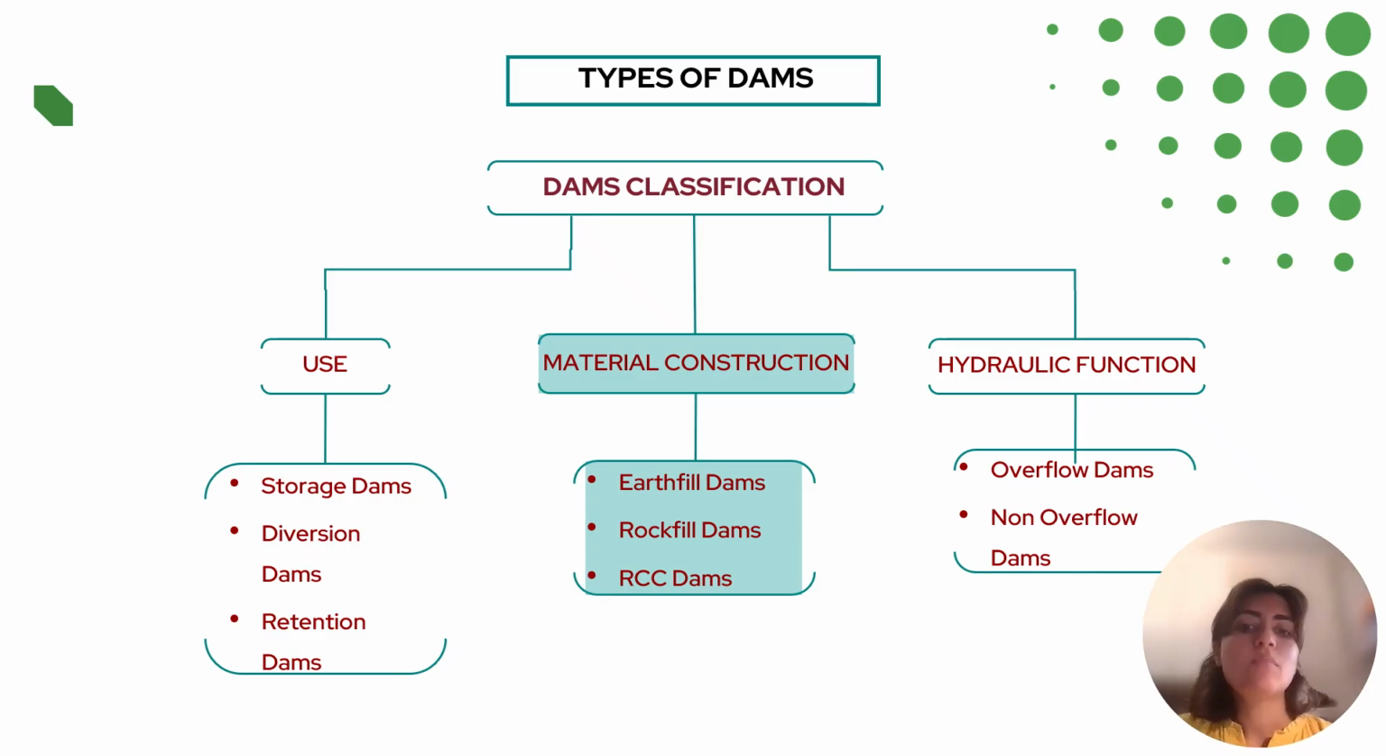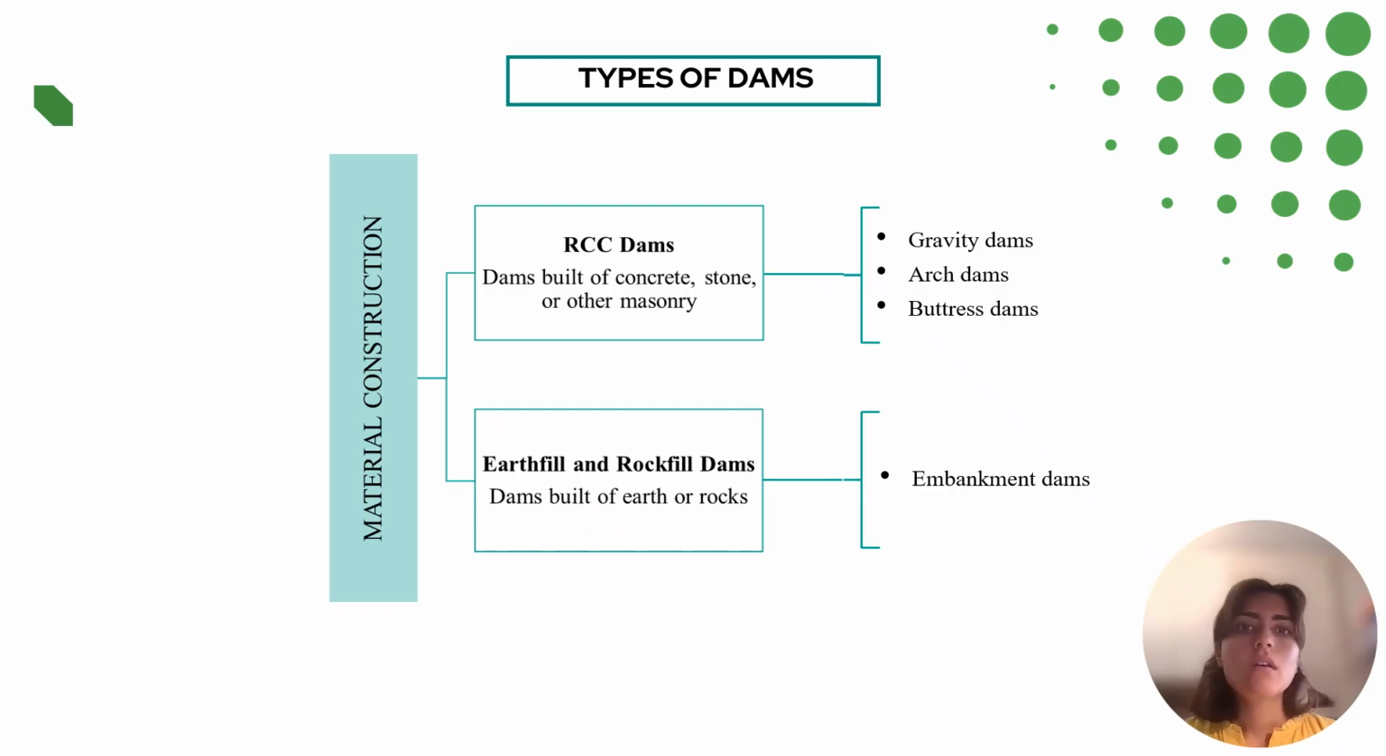Let's move on to the material construction classification. So on one side we have RCC dams. These are dams built with concrete, stone, or masonry. Within this group, we can distinguish gravity dams, which rely on their own weight to resist water pressure, arc dams, which transfer the water load to the valley sides, and buttress dams, supported by a series of sloping walls.